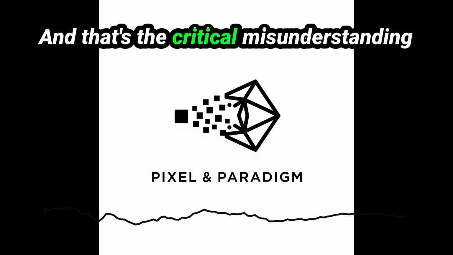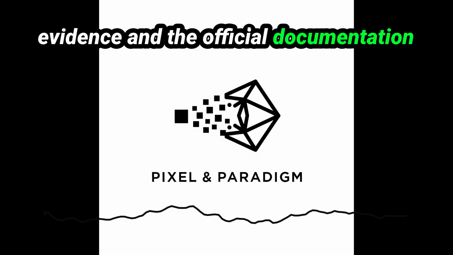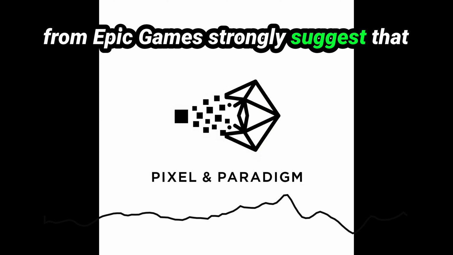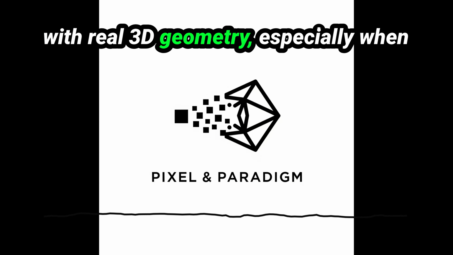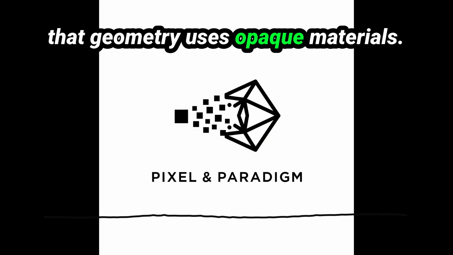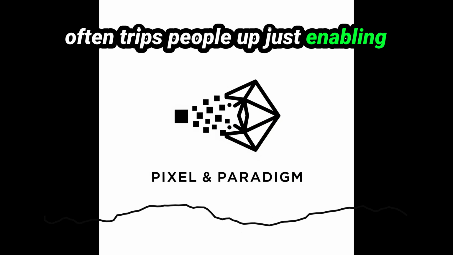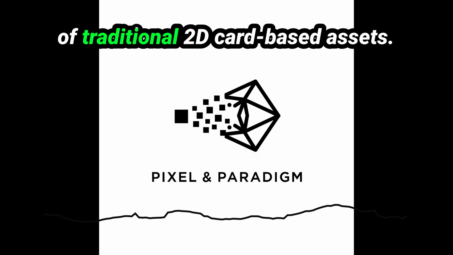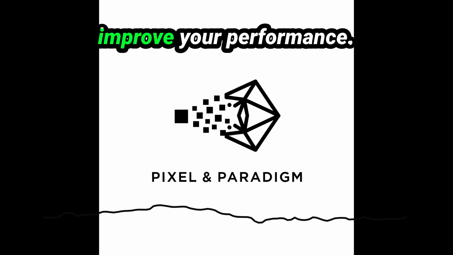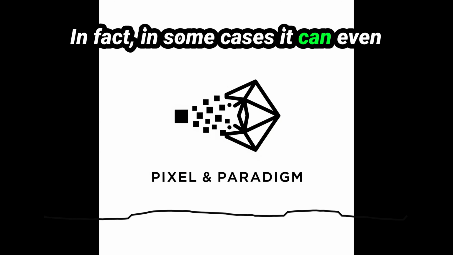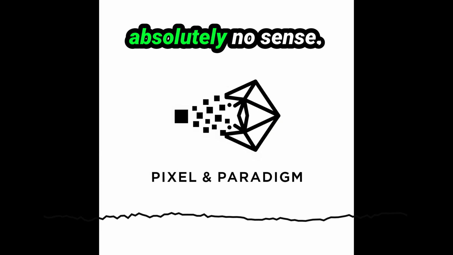Right. And that's the critical misunderstanding, based on how we used to think. Empirical evidence and the official documentation from Epic Games strongly suggest that Nanite prefers and is actually most efficient with real 3D geometry, especially when that geometry uses opaque materials. Now, here's the crucial point that often trips people up. Just enabling Nanite on your existing library of traditional 2D card-based assets that rely heavily on alpha masks might not actually improve your performance. In fact, in some cases, it can even be slower than rendering those cards the traditional non-Nanite way.